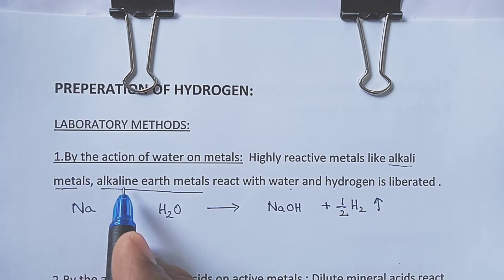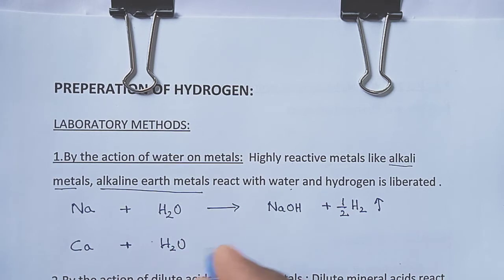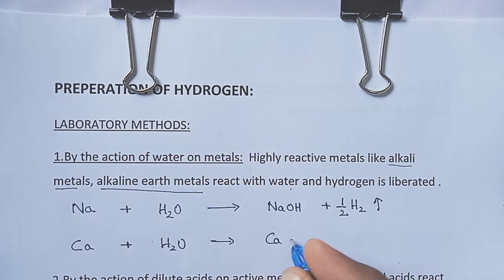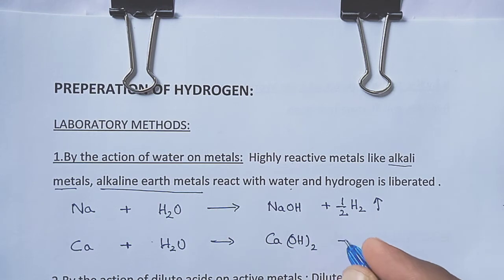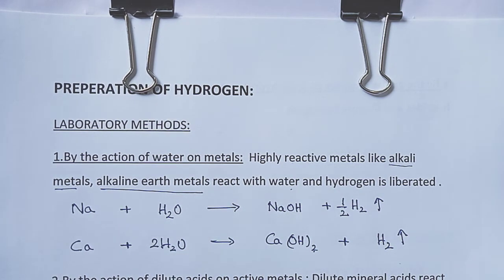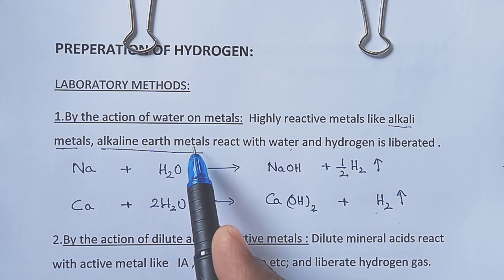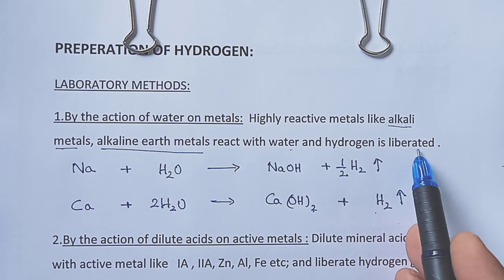Similarly, we can consider alkaline earth metals also. For example, consider calcium. When calcium is made to react with water, it forms calcium hydroxide and hydrogen. Hydrogen is liberated in the form of gas. For balancing, here there are two oxygens, put 2 here, 2 2s are 4 hydrogens, hydrogens are balanced. So alkali metals and alkaline earth metals, when they react with water, hydrogen gas is liberated.